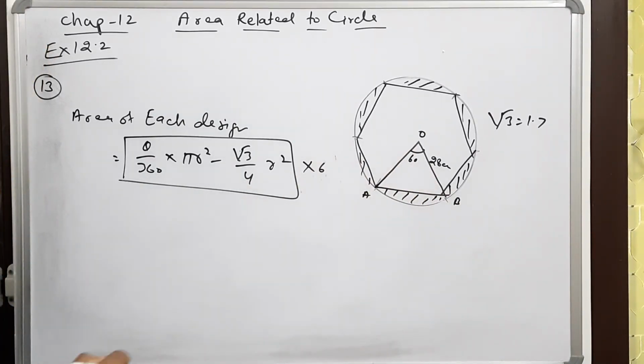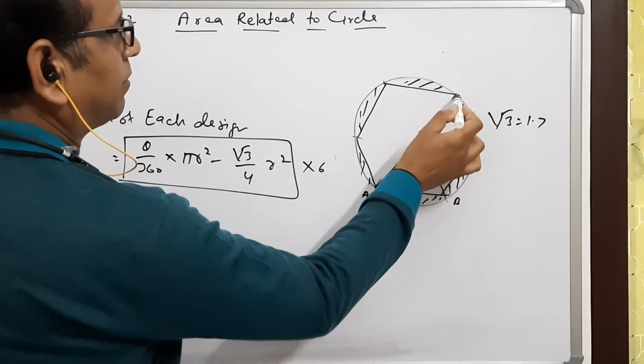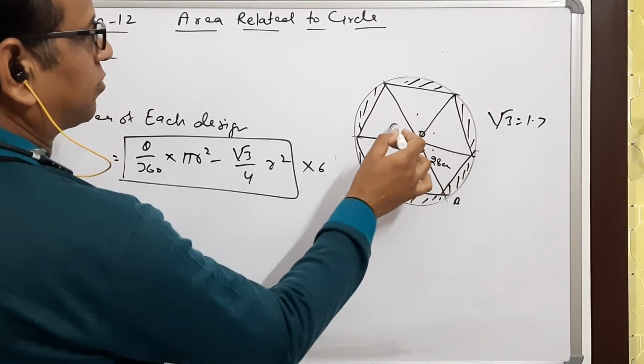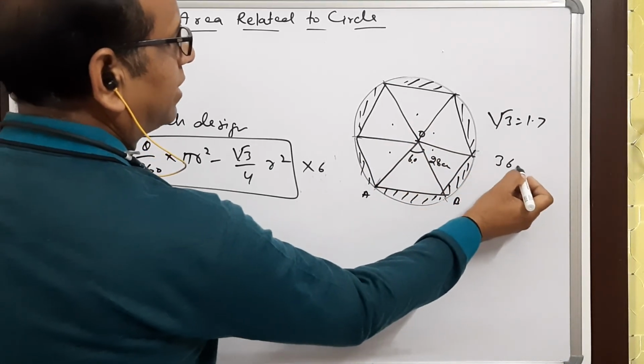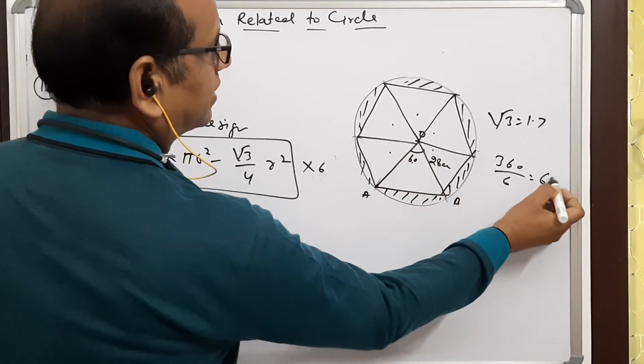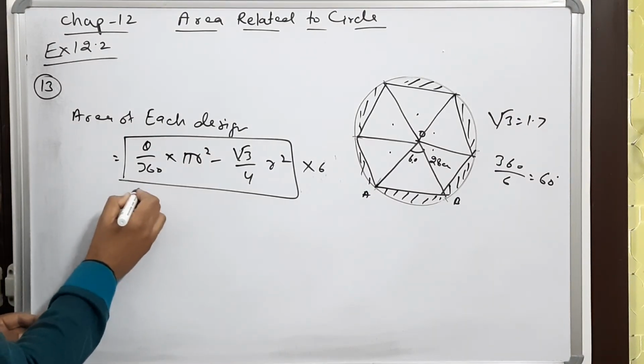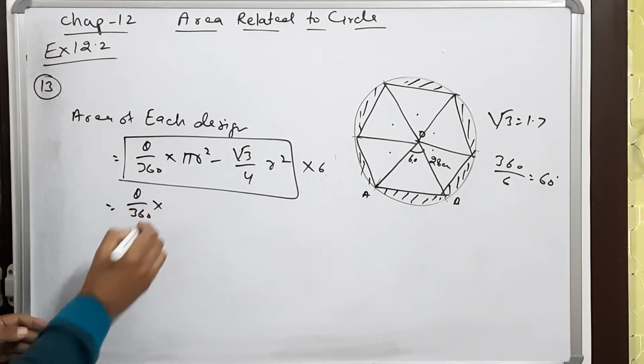Now why is this angle 60 degree? If you join them, you will find that there are 6: 1, 2, 3, 4, 5, 6. So the answer will be 360 upon 6. So it is 60 degree. Now I am putting the data. It is theta upon 360.